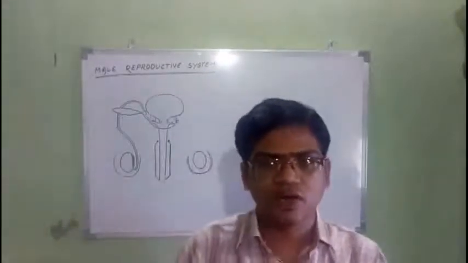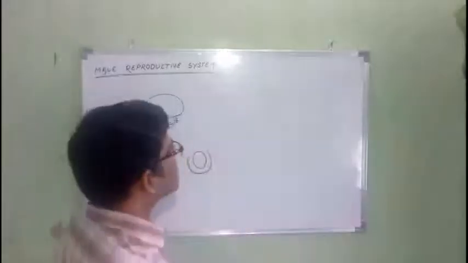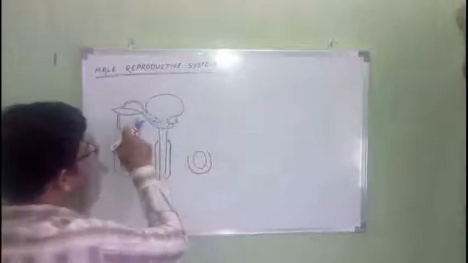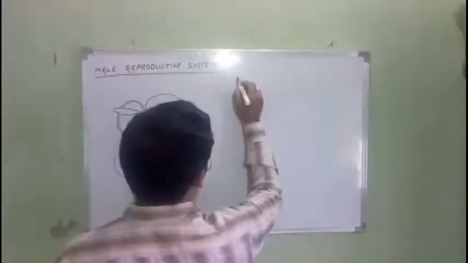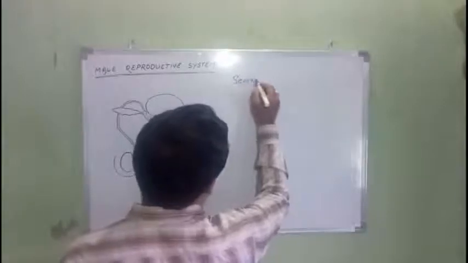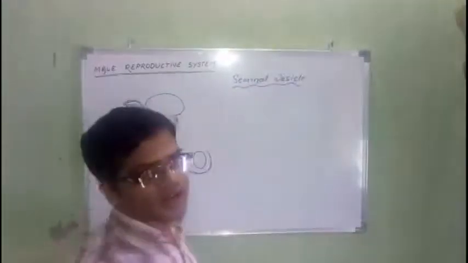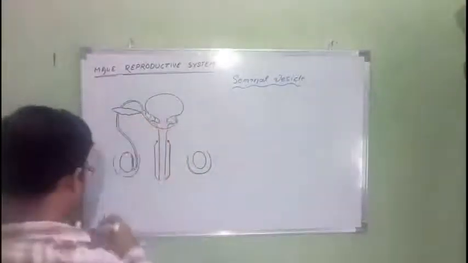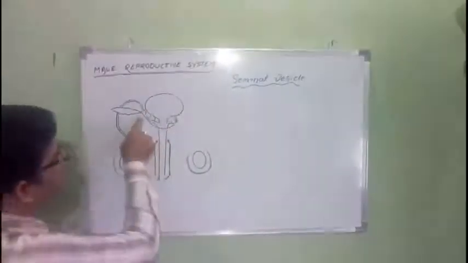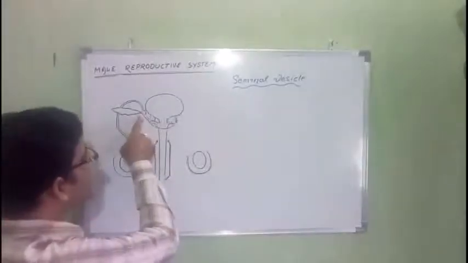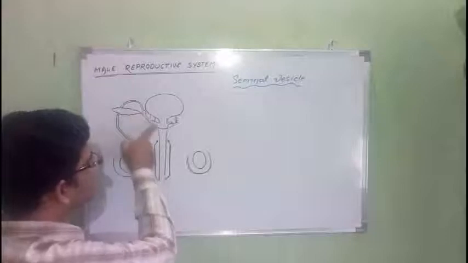Yes or no? What functions do these glands have? Let us discuss properly. First of all, the gland known as the seminal vesicle. Let me write it down here. The seminal vesicle is one gland, but present as a pair. Where is the ampulla region? This is the ampulla region. This swelling type of structure is called the ampulla.